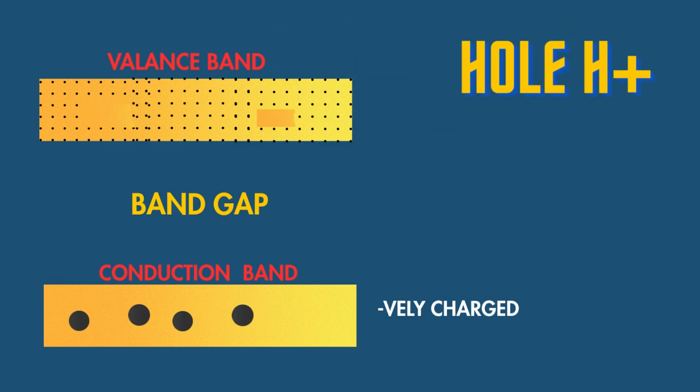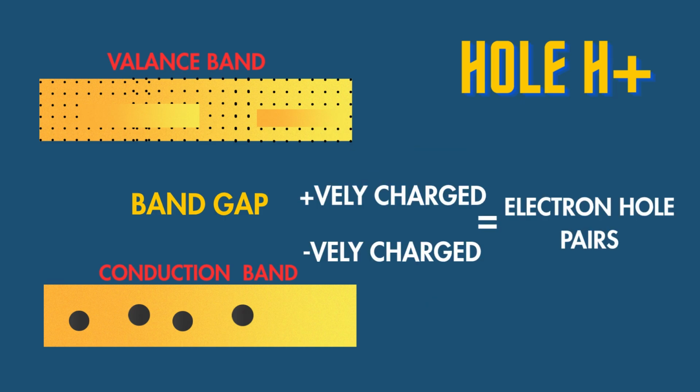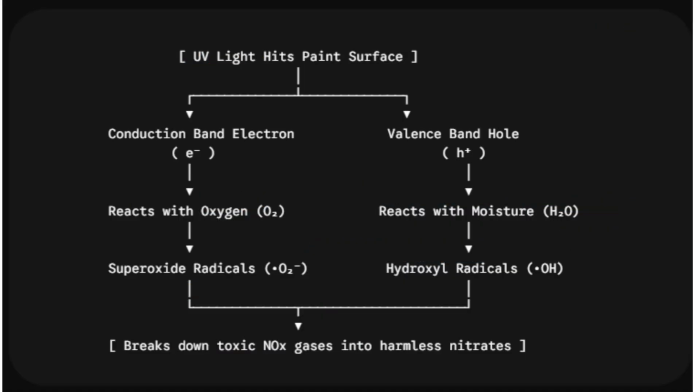The hole: because the electron left its original spot in the valence band, it leaves behind an empty space, or a vacancy. In physics, this missing electron behaves exactly like a positively charged mobile particle, which we call a hole. Together, this liberated, negatively charged electron and its corresponding, positively charged vacant spot are called an electron-hole pair. This figure shows the follow-up reaction.